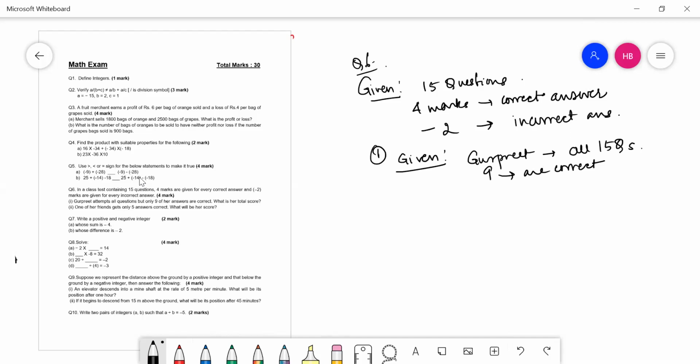What is her total score? So what do I have to find? Her total score. That is your first question. Now let's look at the second question. What is given?